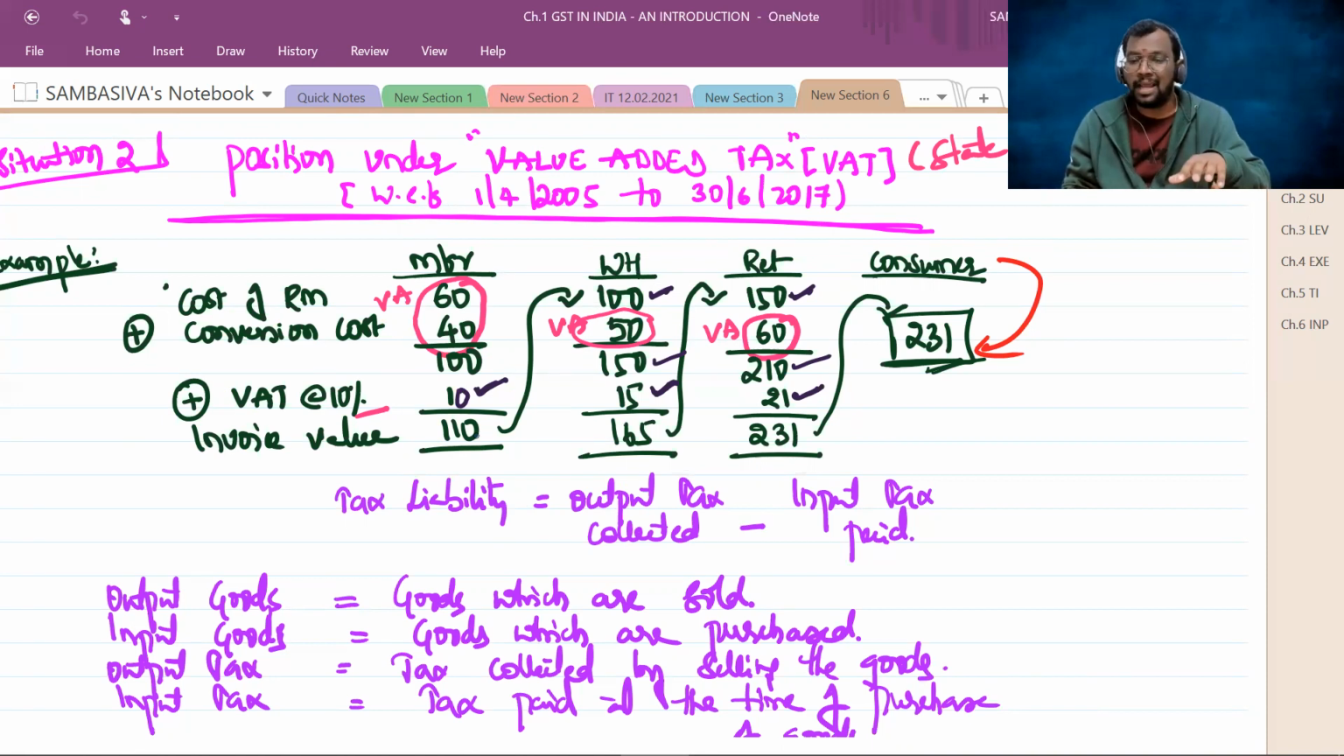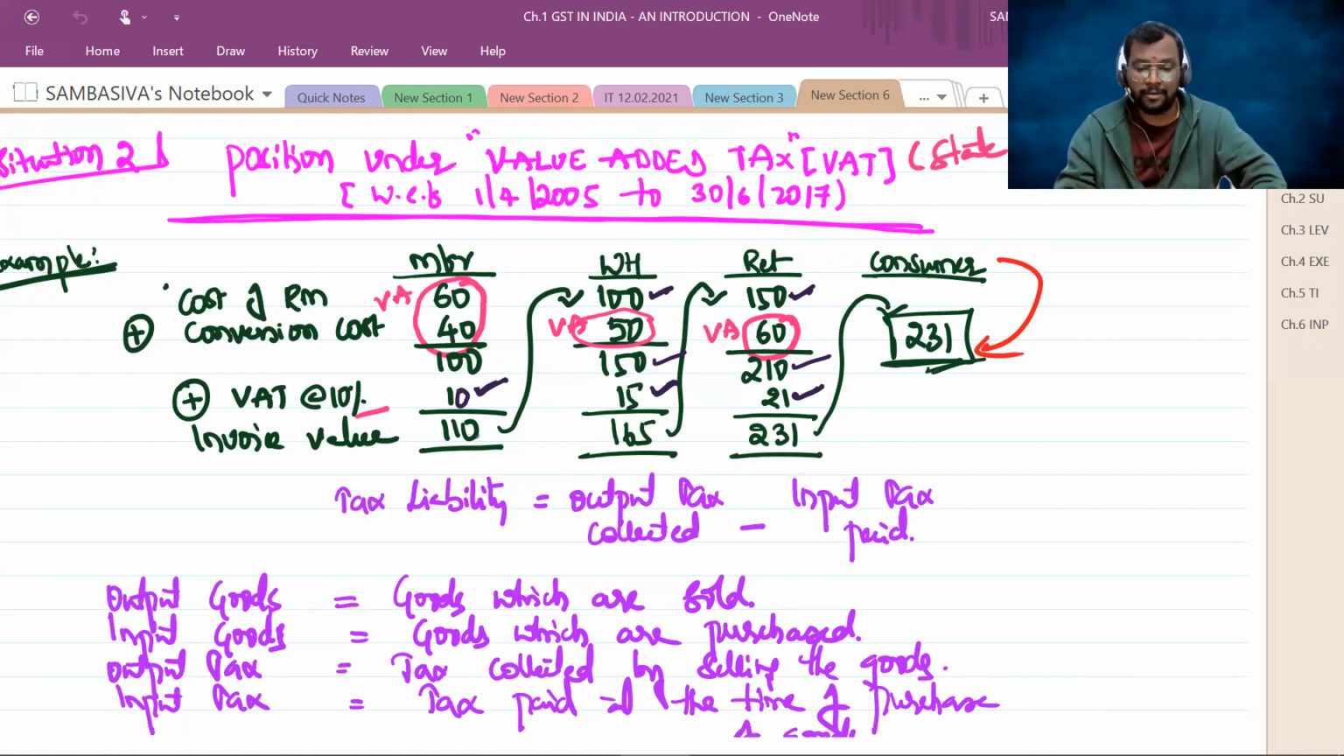Since he is getting back the taxes paid earlier, he will not add the same to the cost of the product. So when input taxes are not added to the cost of the products, there is no concept of cascading effect of taxes. That means the cascading effect of taxes is successfully eliminated. You can see in the entire transaction, from manufacturer to wholesaler, wholesaler to retailer, retailer to consumer, there is no concept of cascading effect of taxes. No double taxation at any stage.